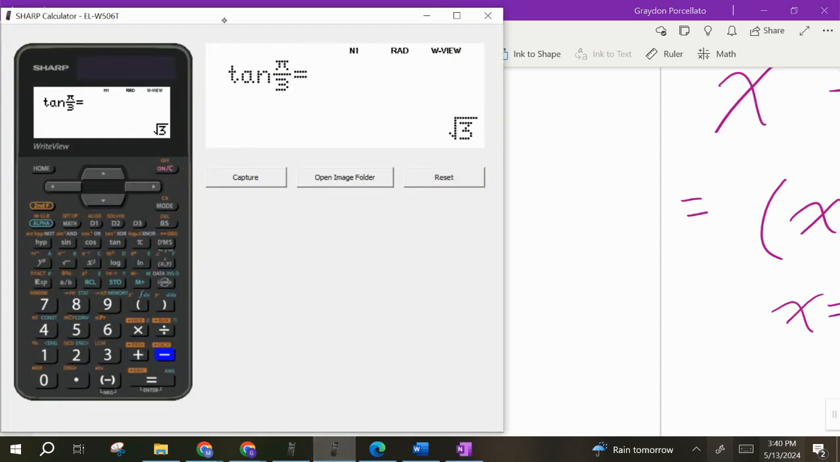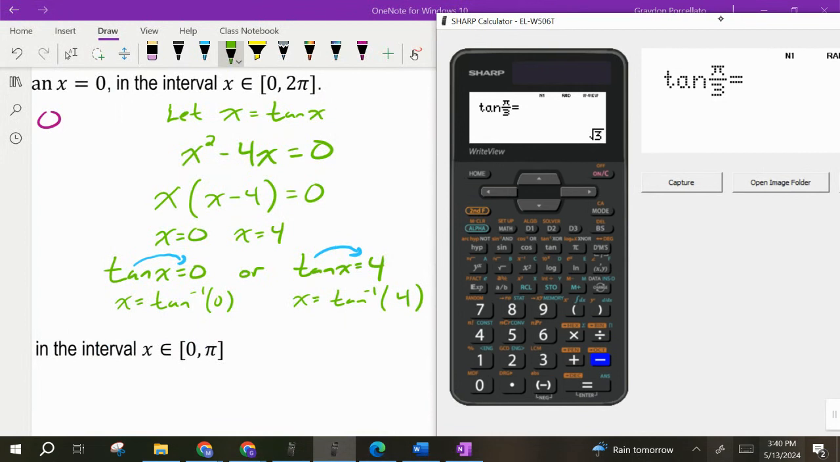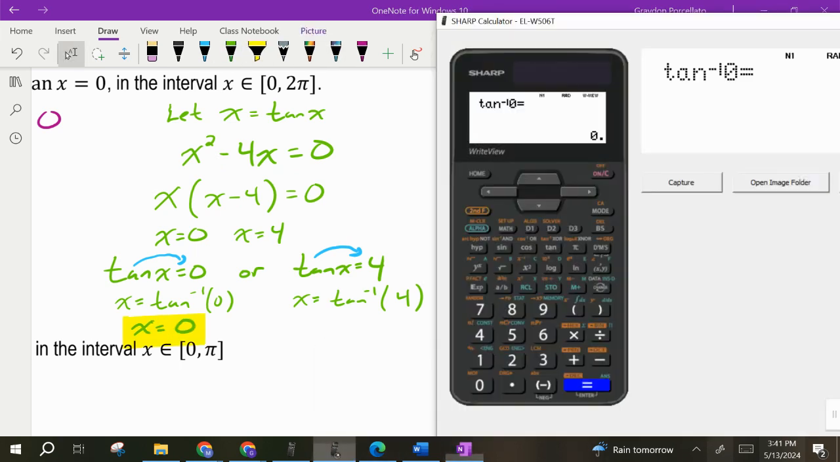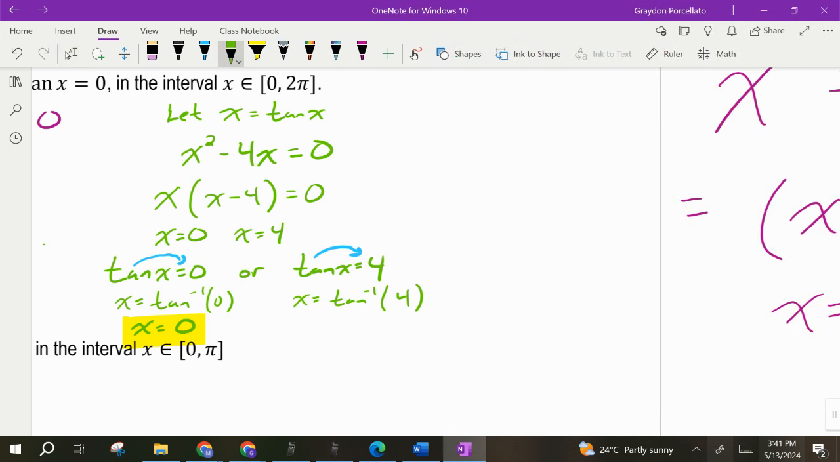I'm going to pull up my calculator. I don't know that off the top of my head, but we can do this in our calculator. Second function tan of 0 is 0. So we could say x equals 0 is one solution. And we can find our next solution. Tan inverse, second tan of 4, 1.32. So we get x equals 1.32. Okay? So those are our two solutions.